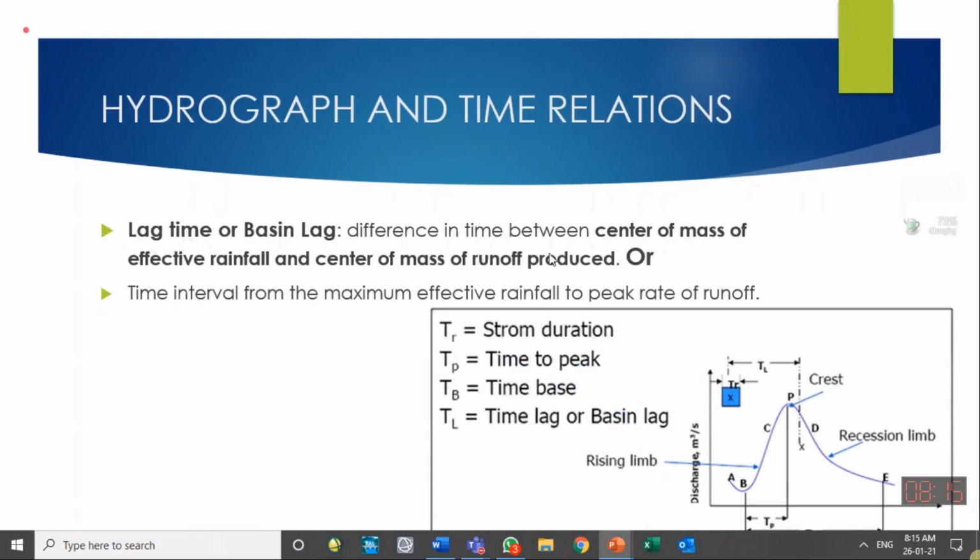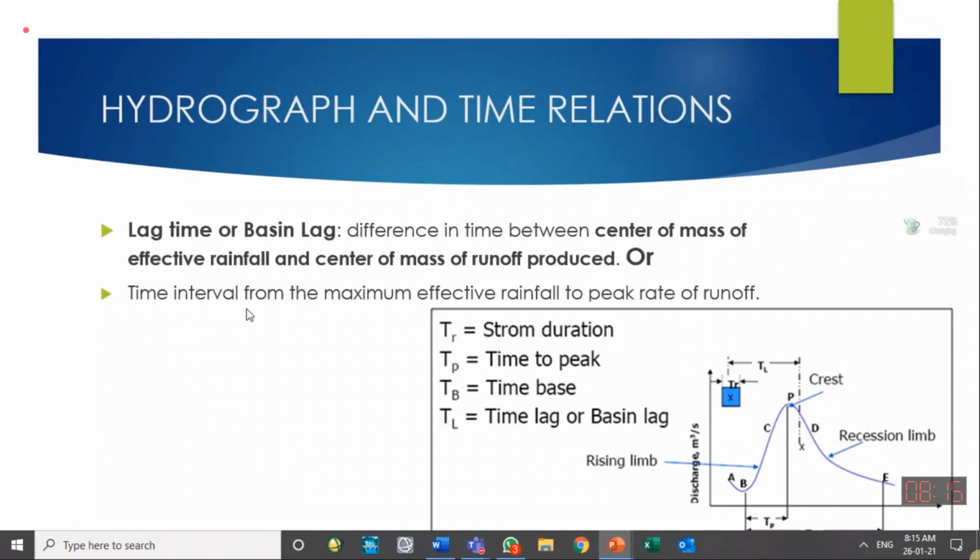So lag time or basin lag is the difference in time between the center of mass of effective rainfall and the center of mass of the runoff produced. So keep in mind, it is not necessarily the center of the TR. It may be at the center of the TR if the rain intensity is constant, if the rain intensity is uniform.